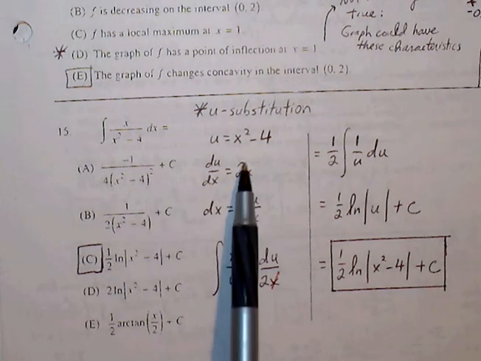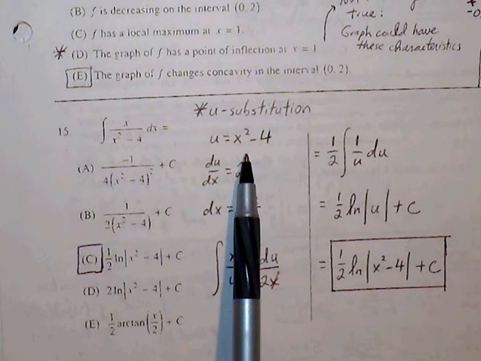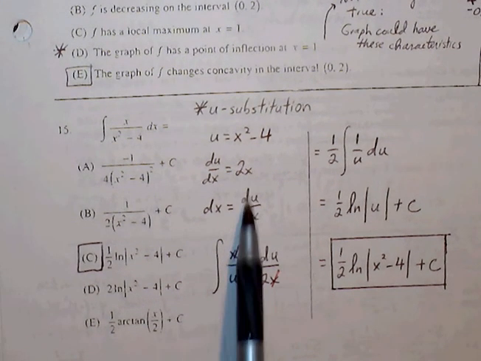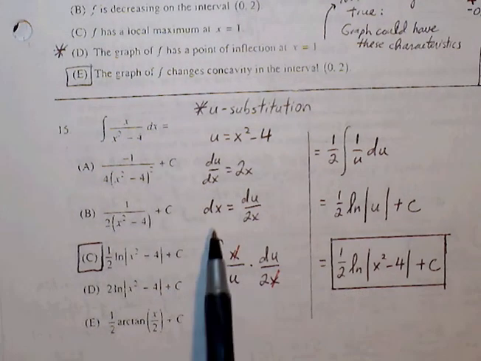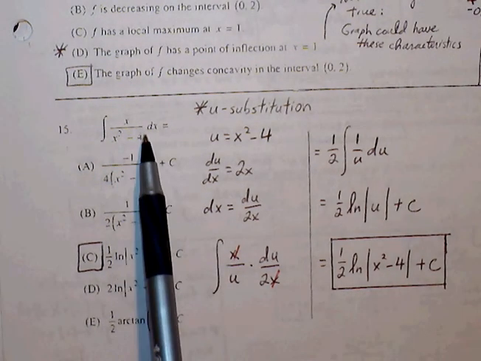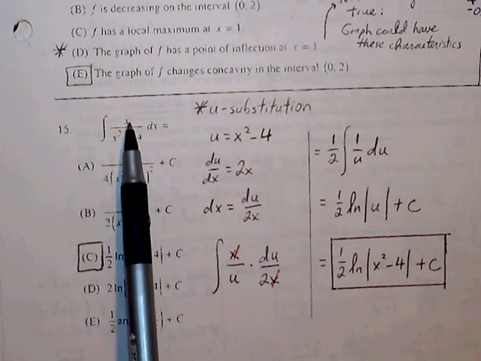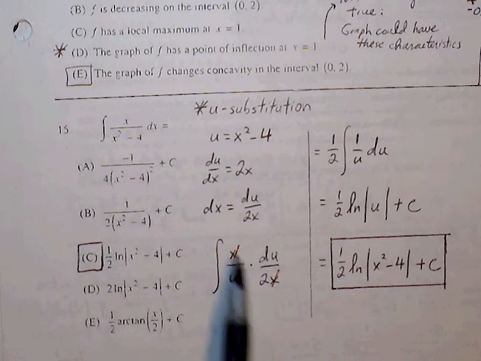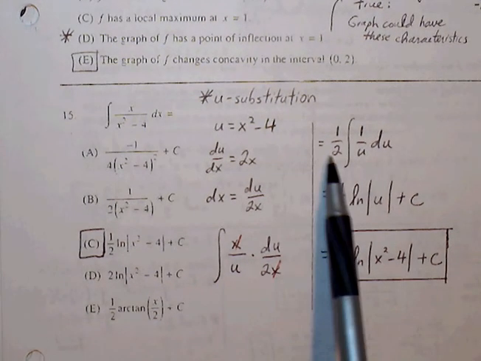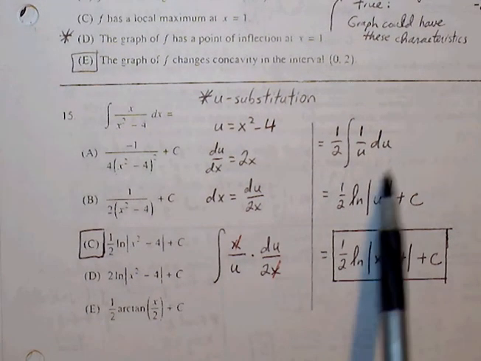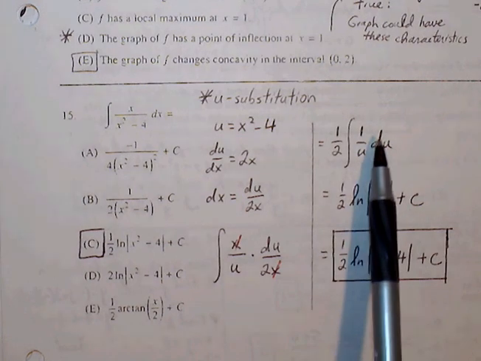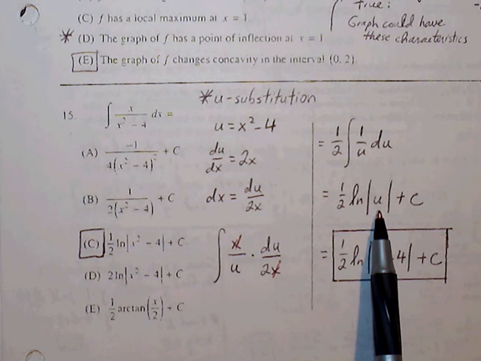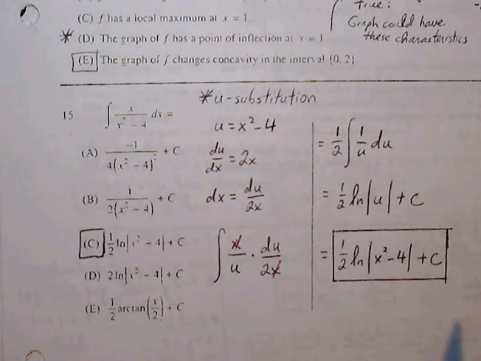So u is x squared minus 4. Our derivative is 2x, and so dx is going to be du over 2x. And we make our substitutions. So x squared minus 4 gets replaced with u. The x will stay initially. dx gets replaced with du over 2x. The x's cancel out. We pull the 1/2 in front. So now we have something that is a clean rule that we can apply, which is the natural log rule. The integral of 1 over u is simply natural log of the absolute value of u. And finally, we replace our u value with x squared minus 4.